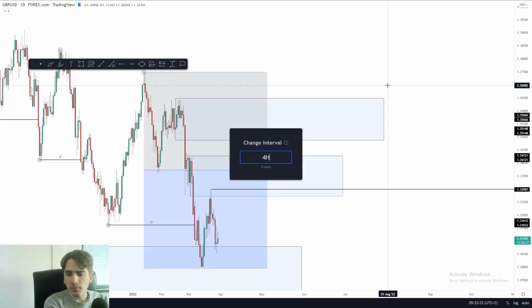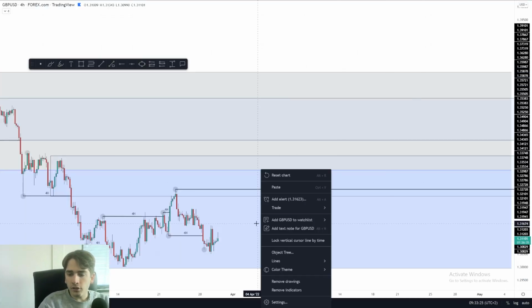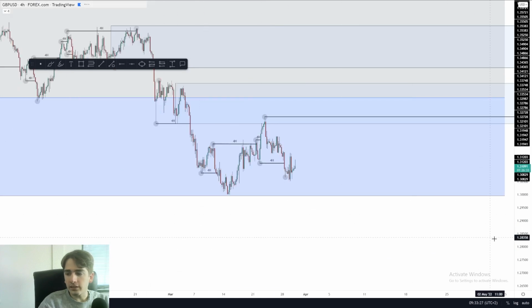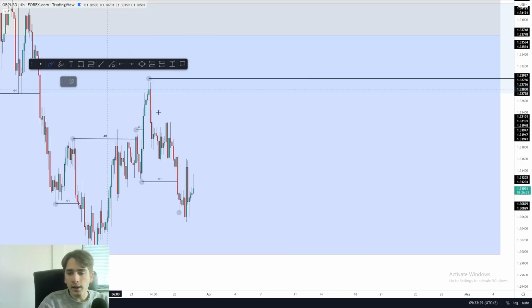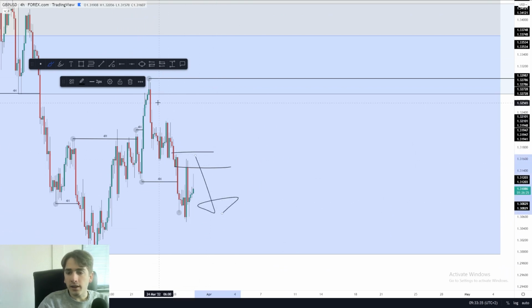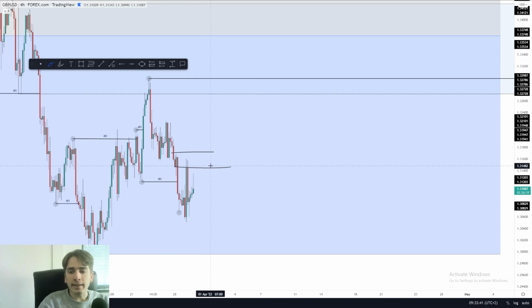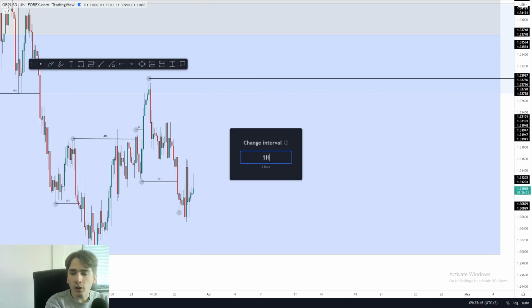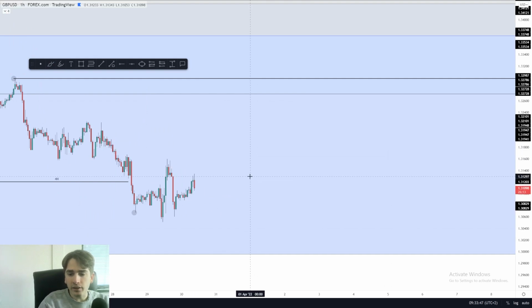And pound dollar saw a further decline from, of course, this first area of supply over here. Nice drop from it, and for the rest, not much to be said. Just keep in mind that we still have liquidity above the highs over here, so we could still see a further push up and grab that liquidity. But for now, let's just wait and see. Overall market structure is very messy, very choppy.